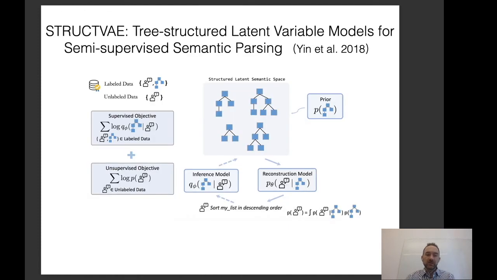This can also be used for inducing other varieties of tree structure, like semantic structures. This is an example from people in my group, who did this project as part of a class in 11747, where they calculated a structured latent semantic space of semantic parsers and learned it in a semi-supervised manner.